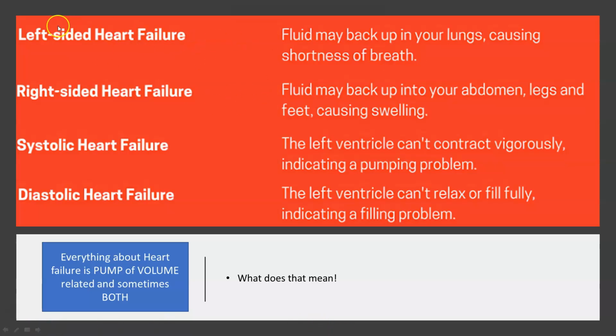So in short, we know that we have left-sided, we know that we have right-sided, we know that we have systolic, and we know that we have diastolic. But everything is either a pump or a volume issue. It just so happens that with most of our heart failure, the issue is both pump and volume.